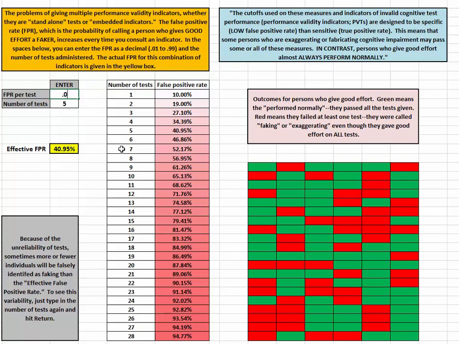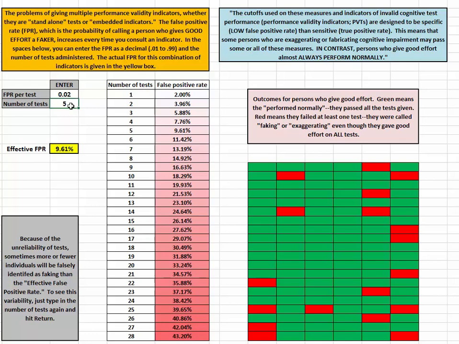So we can set a very conservative false positive rate. There are some people who publish cutoff scores at a 2% false positive rate. That means for every 100 people who are not faking, who are giving good effort, the test will nonetheless identify them as faking. And then we can say the number of tests here. We're going to give 10 such tests. And then this box will say what the actual false positive rate is. Now, let's just identify what this means. This means if I have a decision that you get any positive score out of these 10, then you're a faker.